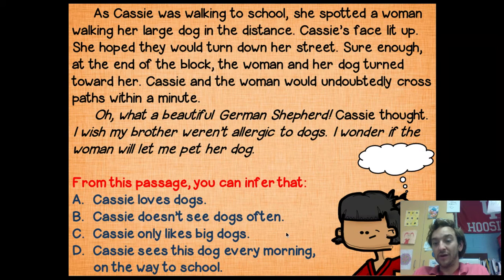She only likes big dogs? We don't know. This is the only dog, so we can't really make that jump. She doesn't see dogs often? Possibly, but I think our best answer is that she loves dogs because her reaction and her emotions are showing us that she loves dogs. The "doesn't see dogs often" option is close, but we don't know for sure, right? She could get this excited every day when she sees a dog.